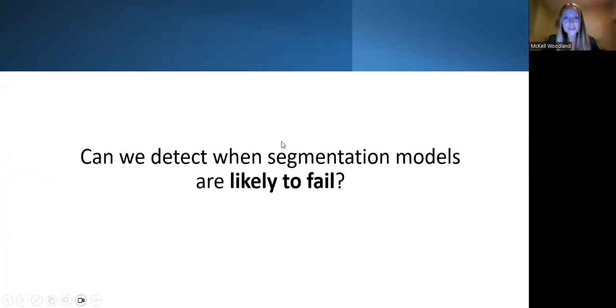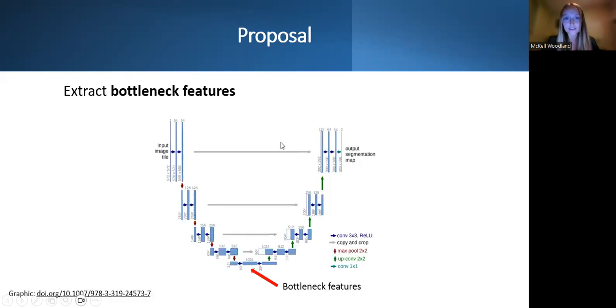So the main purpose of this project is to see if we can detect when these segmentation models are likely to fail. We want to do this so we can protect against automation bias, as these segmentation models do perform well in the vast majority of all cases.